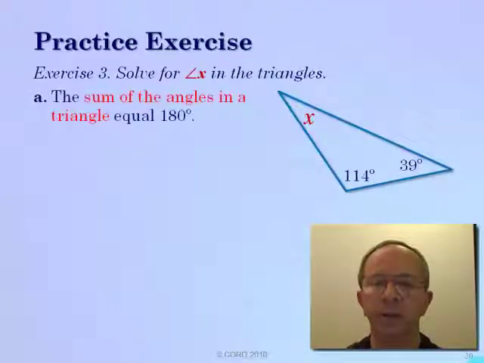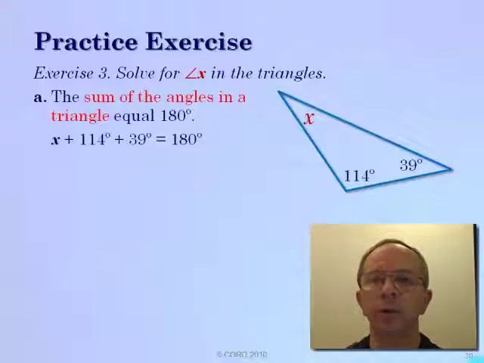Exercise 3 asks you to solve for x in some triangles where we've given you a couple angles. So you know that the sum of the angles in the triangle equals 180 degrees. So this should be pretty straightforward. You've seen this in this unit. So x plus 114 plus 39 degrees equals 180. You solve for x, you would subtract 114 and 39 from both sides, leaving x equals 27.